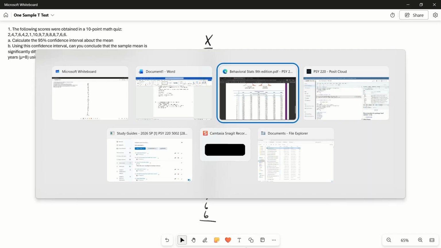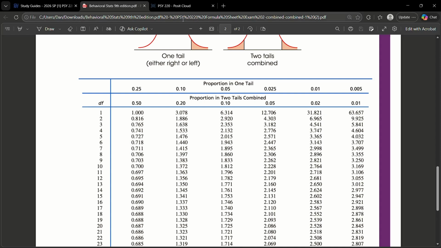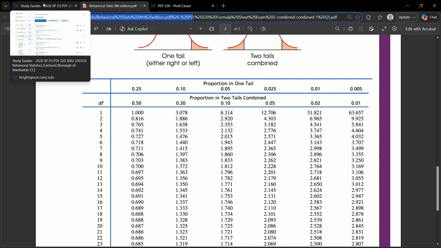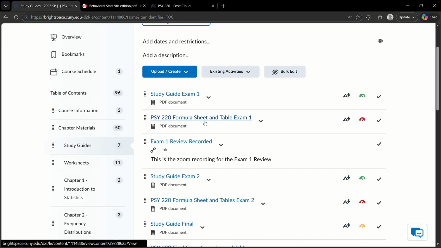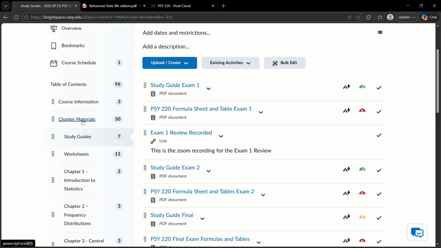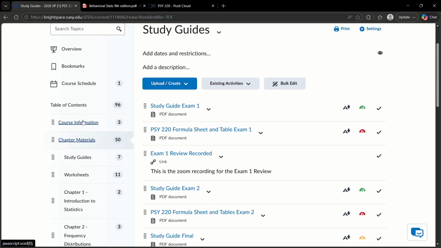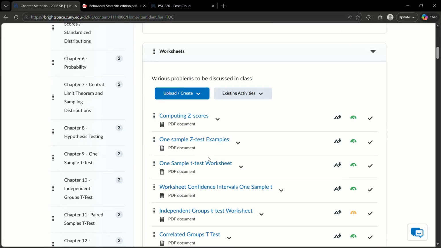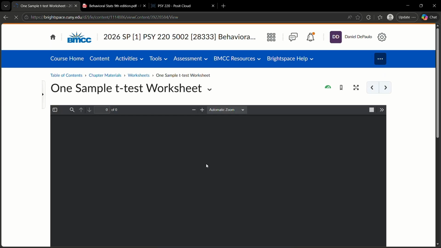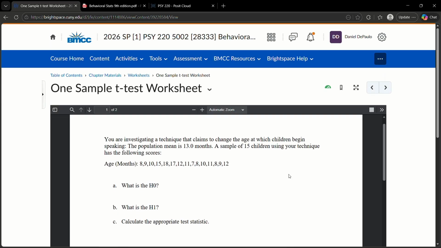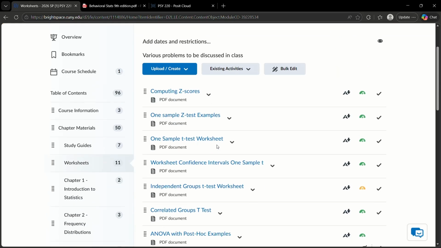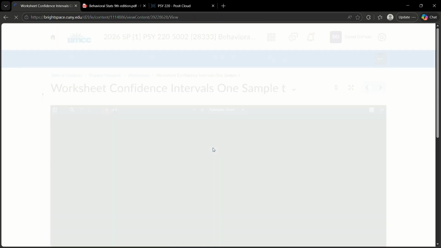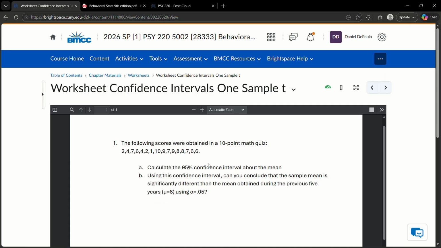Let me take a look at the original problem here to see what the n is going to be. I'm just going into the original material, the worksheet. Wrong worksheet. We're doing confidence interval, right below that.